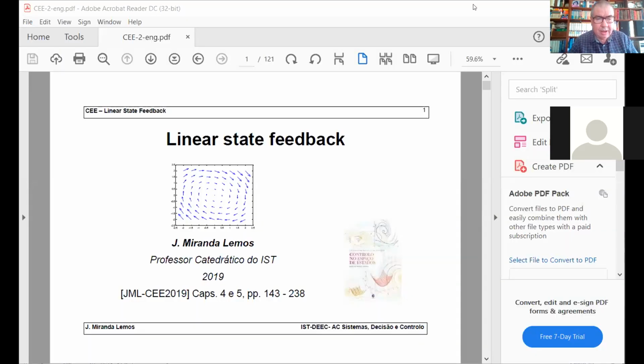So this is the 7th lecture of CEE, and in this lecture we will start learning how to explore knowledge of the state in the state model to do feedback. And I would like to start by considering a very simple example. And instead of showing you the slides, let me use the whiteboard.